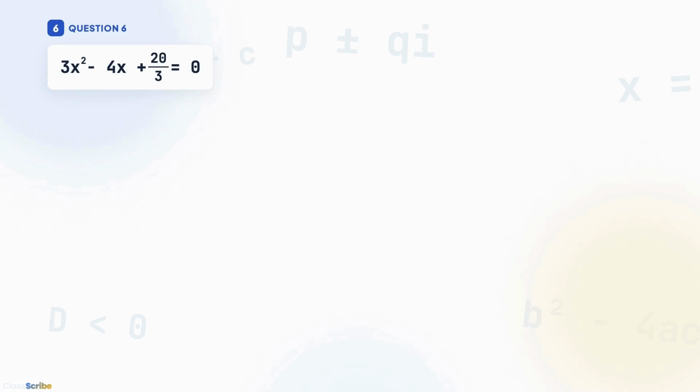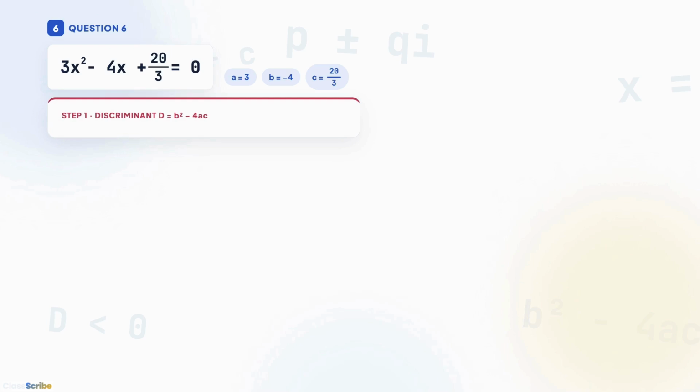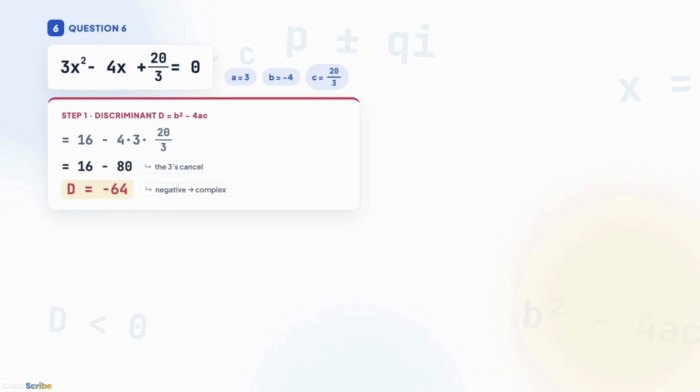The equation is 3x² − 4x + 20/3 = 0. Here a equals 3, b equals −4 and c equals 20/3. The discriminant is b² − 4ac. This becomes 16 − 4 × 3 × 20/3. The 3's cancel and we get 16 − 80, which is −64. Since the discriminant is negative, the roots will be complex.